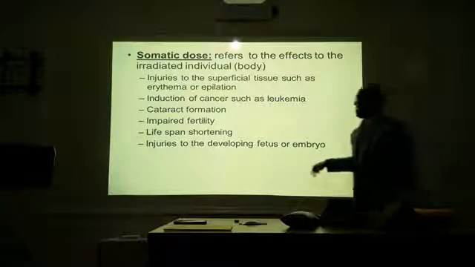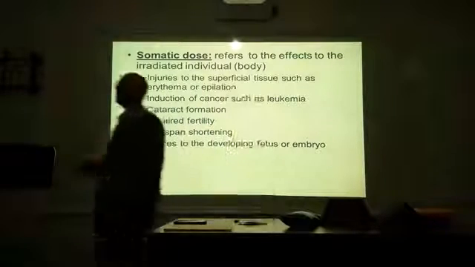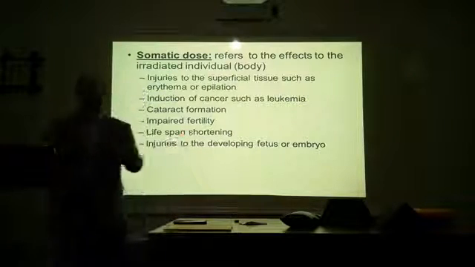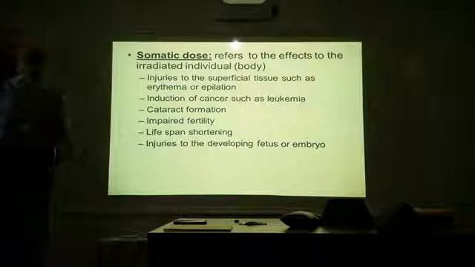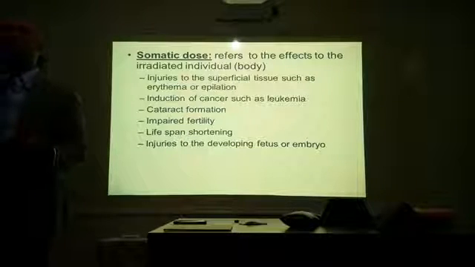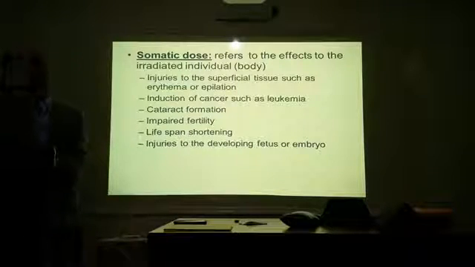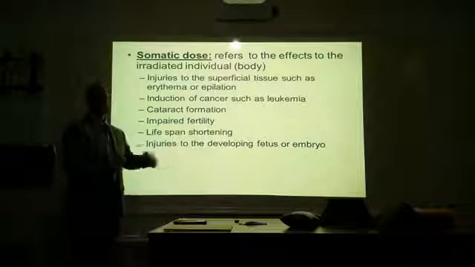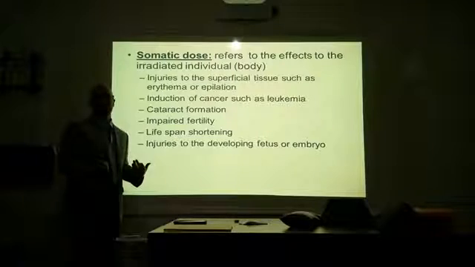Me too. Okay, injuries to the developing fetus or embryo. This is key here because we're talking about the individual being irradiated. If it happens to be a mother carrying a child, this also falls under the category of somatic dose because it's the mother and the child that's getting exposed to radiation.